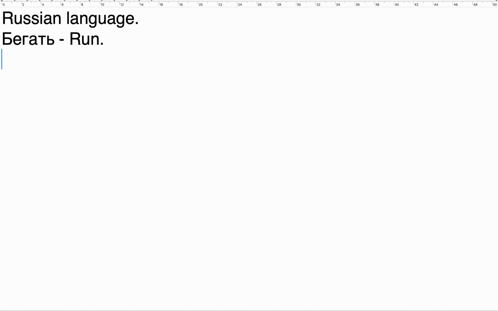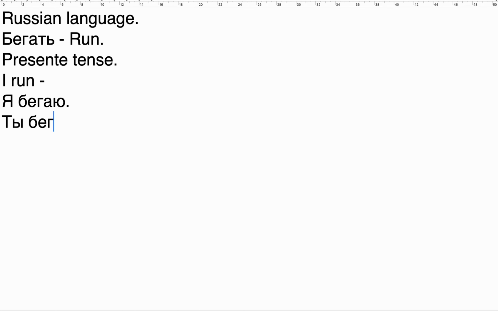Present tense. A very easy sentence like I run. How do we translate this sentence into Russian? Like this: Я бегаю. Я бегаю. Yes, I run. How do you translate the next sentence, you run? You run, we translate into Russian like ты бегаешь.